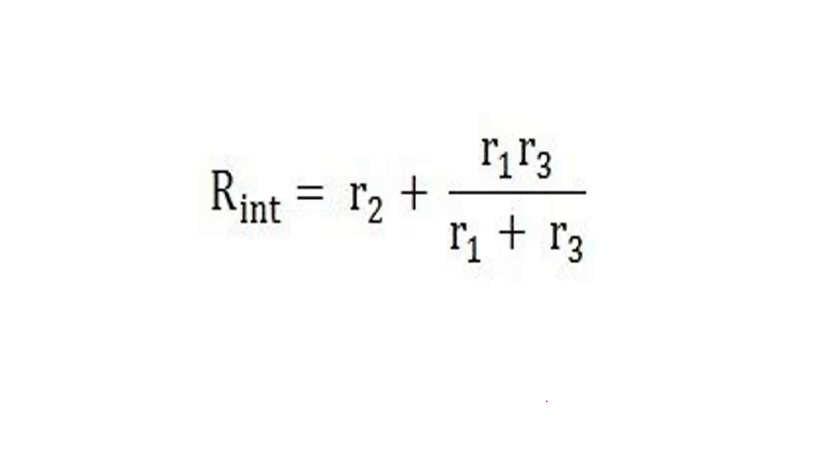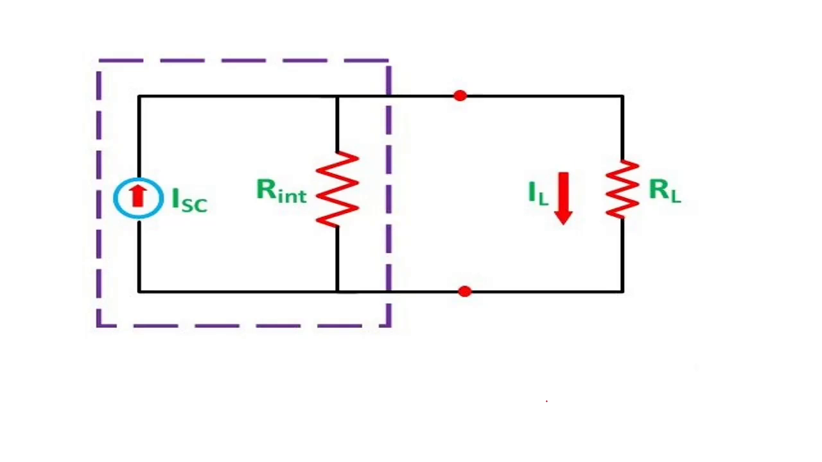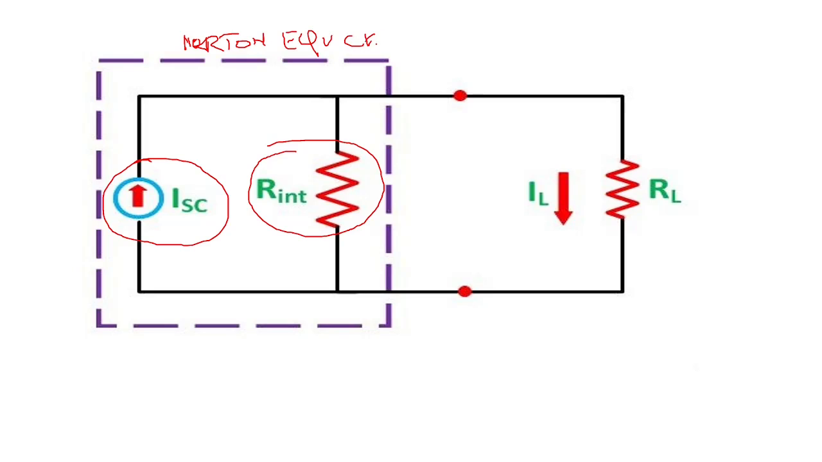So we have got the effective resistance and we have got the short circuit current. That short circuit current can be used as the magnitude for the current source. Here you can see the short circuit current used as the magnitude for the current source, and the effective resistance is used in parallel with that current source, and this is nothing but your Norton equivalent circuit.